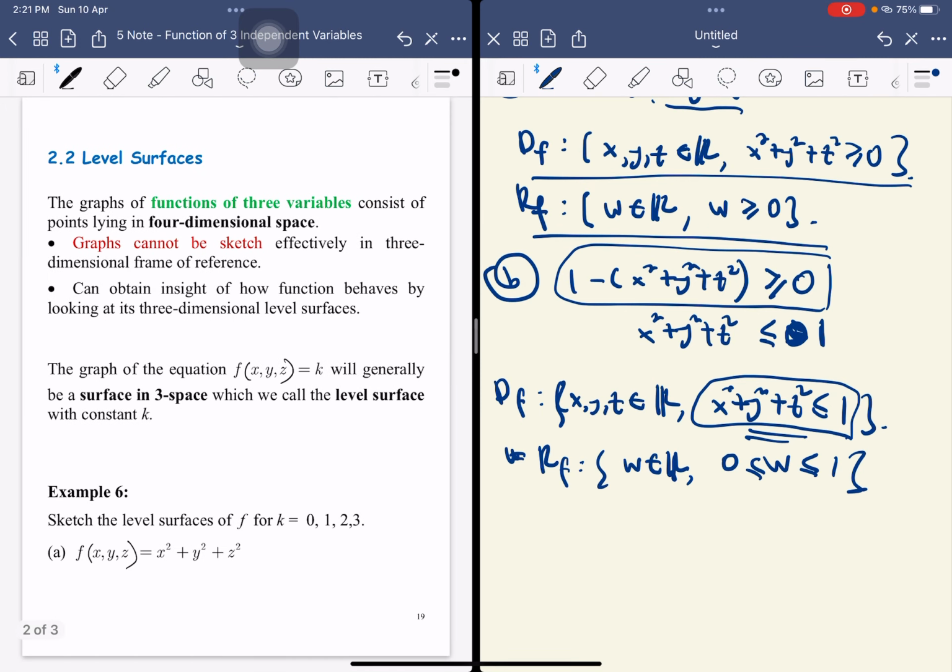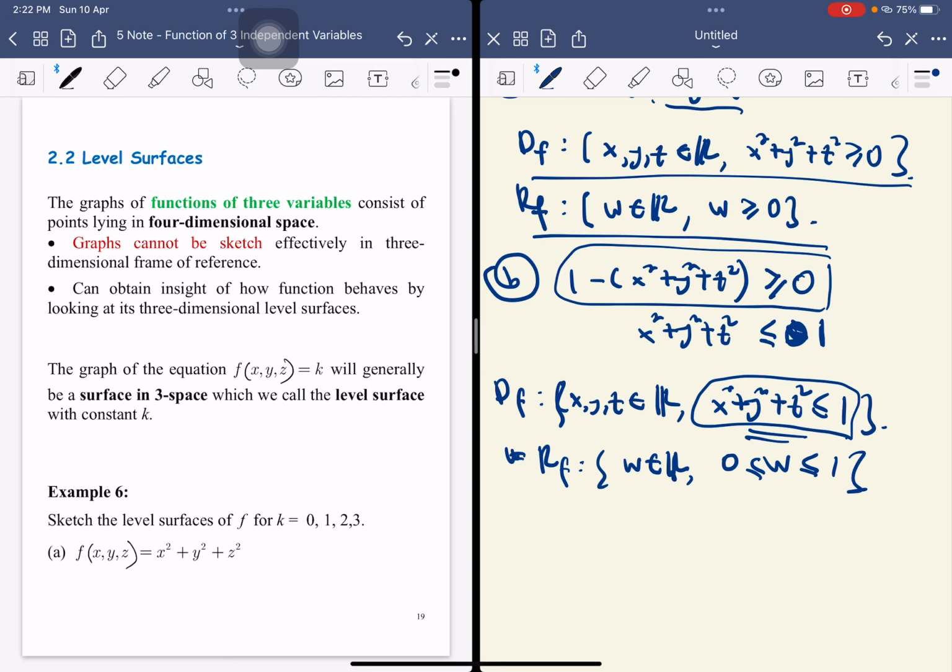Next, in the previous videos I introduced level curves and contour maps, but that was for functions with two independent variables. When we move to functions with three independent variables, we are now trying to find the level surface. This is because a function with three independent variables is no longer a 3D surface; it is supposed to be in 4D space. When we talk about 4D space, it's not possible to sketch it manually. 3D is still possible; we can use traces and everything.